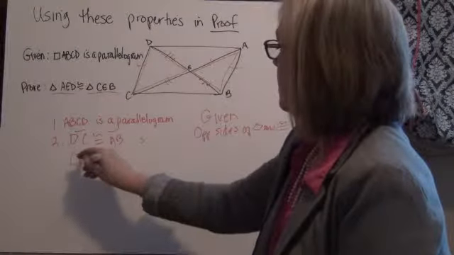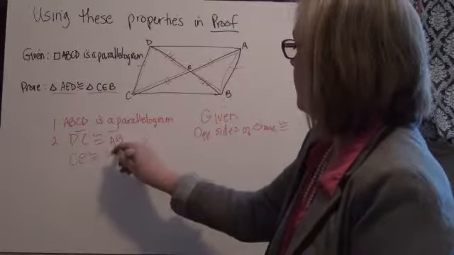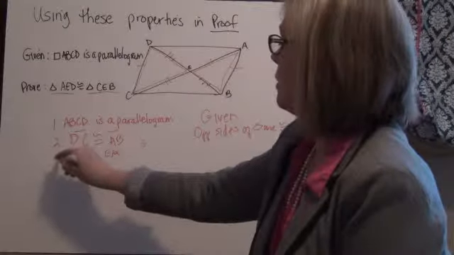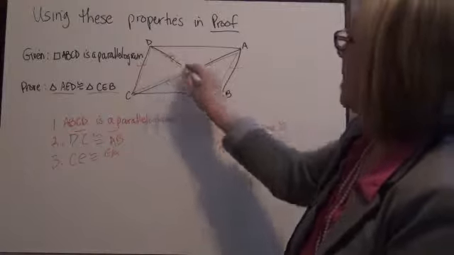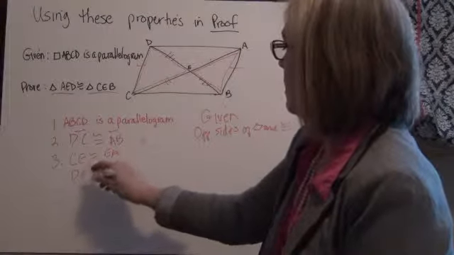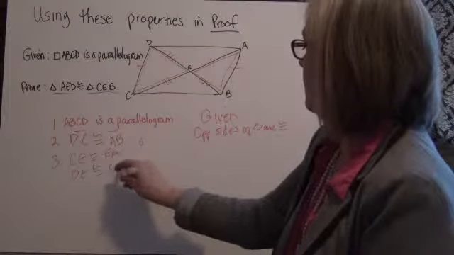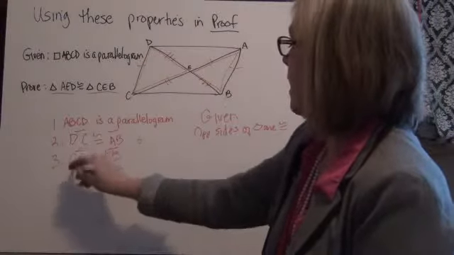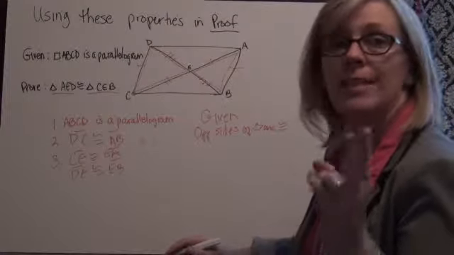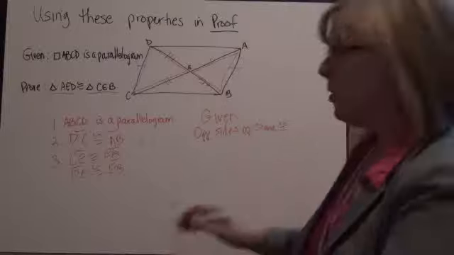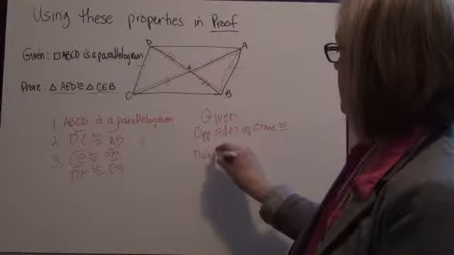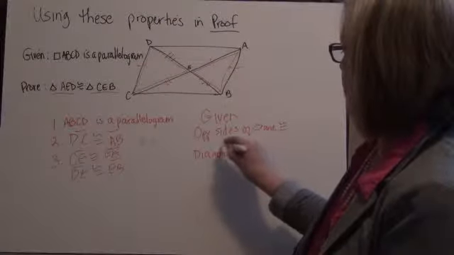Now take a look here. CE is congruent to EA, and I'm going to put these two together because they're the same idea. DE is congruent to EB. You know, marks on top. Both of those two reasons are the same reason: diagonals of a parallelogram bisect each other.